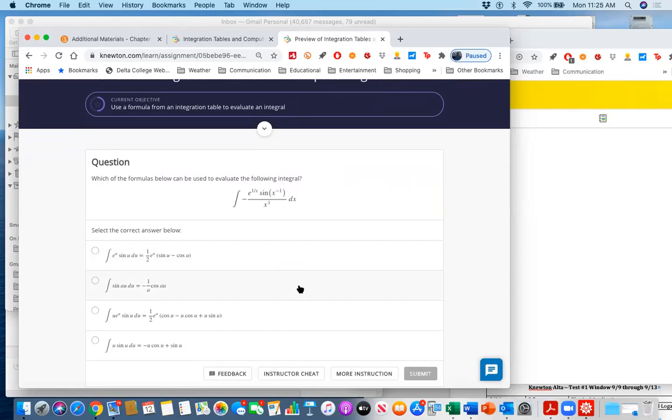So which of these formulas can be used? What substitution? It looks like they've got an e to the u sine u kind of thing going on, which I could see because we could let u equal 1/x and see if that one worked. And in fact, let's think about that. If u equals 1/x, what is du? What's the derivative of 1/x? Isn't it minus 1/x squared?